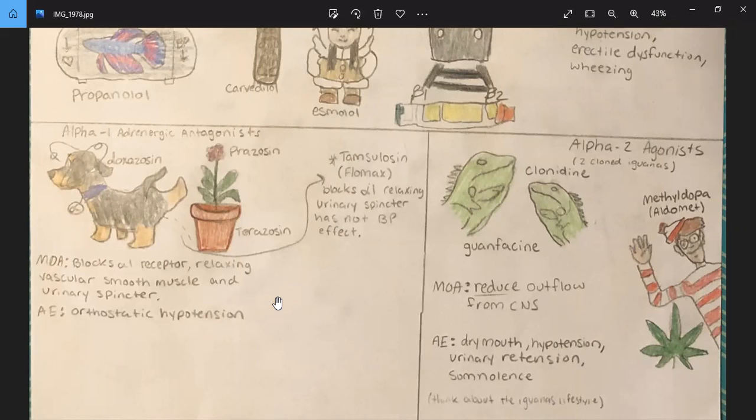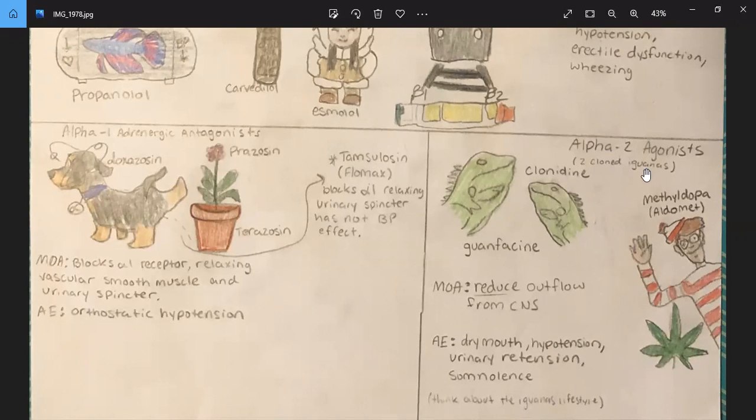So then going over here to this other drug, which is Flomax or tamsulosin, I remember Flomax because the urine is flowing. This also blocks alpha-1 receptors, which relaxes the urinary sphincter. However, it does not have the same effect on the smooth muscles as these other drugs. So it doesn't change their blood pressure at all. So that was a drug that was used with people who have like prostate enlargement, I believe.